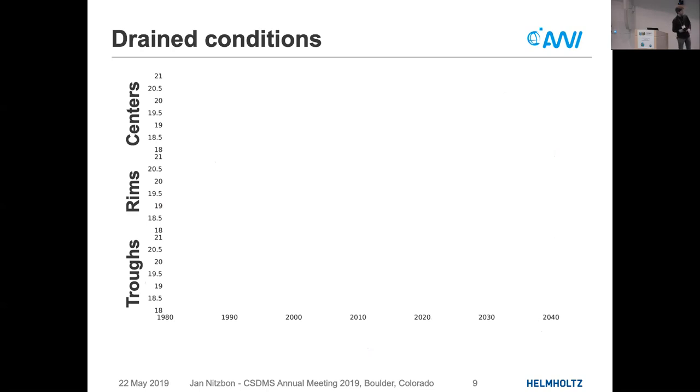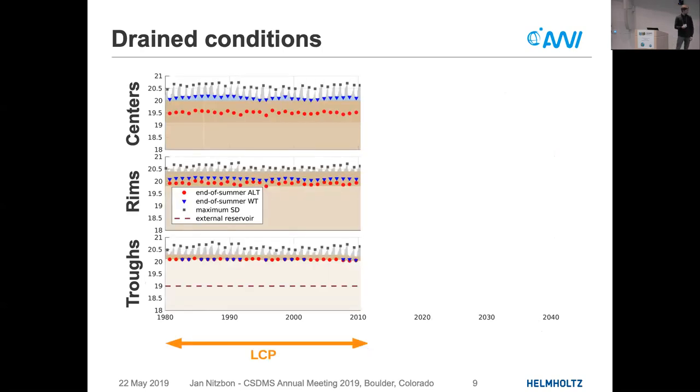Briefly, another case, that's now for the drain conditions. So it's all the same, but for this water reservoir level, again, we have this low-centered polygon phase in the beginning. Even though we drain water out of the troughs, the centers stay water-covered or wet because of the elevated rims, which are kind of in between. It's like a bathtub, you can imagine.